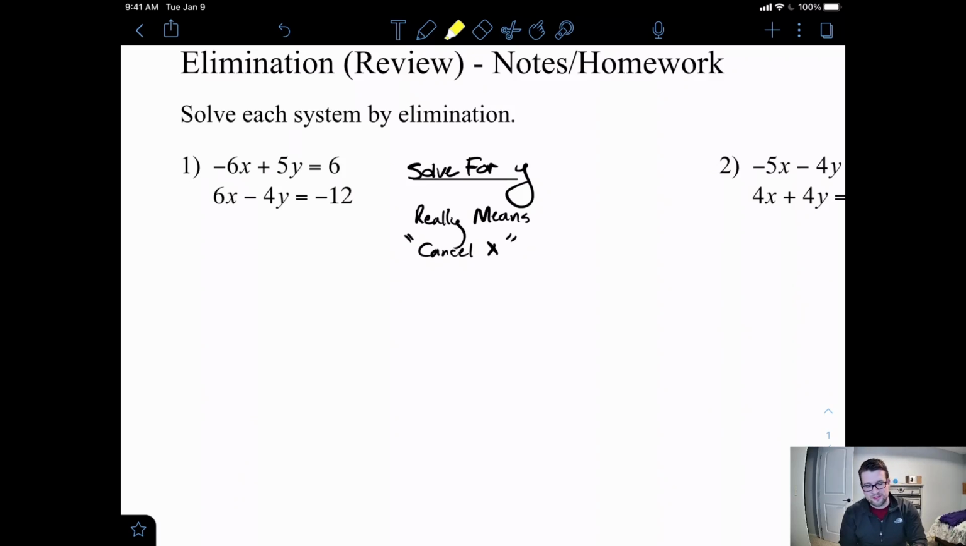So our goal is still to solve the system by using elimination, but instead of finding x and y, I'm going to tell you which variable I want you to solve for. So in this situation, if I say solve for y, what that really means is cancel out the x term. Now, the nice thing about this problem, you're going to find kind of 3 levels of difficulty on your test.